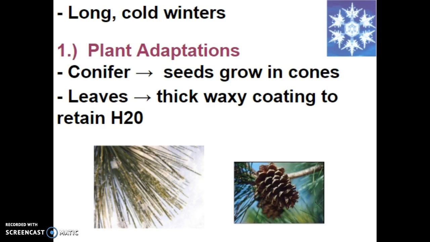The reason why the taiga or boreal forest is mostly pine or conifer trees is because they can handle those long, cold winters. They don't drop their leaves in the fall like deciduous trees do. A conifer means their seeds grow in a cone. The leaves of many pine and spruce trees have a very thick waxy coating on the outside to retain water so they don't evaporate and dry out.